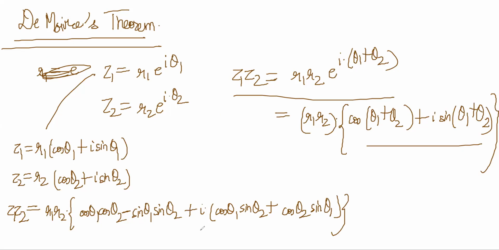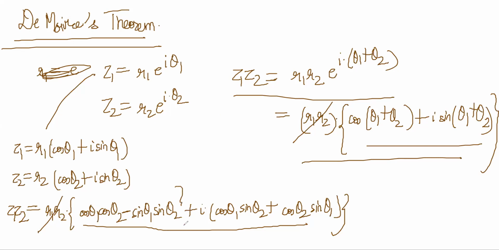This is Z1 Z2 on the LHS, and this is Z1 Z2 on the RHS. So R1 R2 will get cancelled when you equate them. And you can say that if two complex numbers are equal, then the real part and the imaginary part must both be equal, right? Makes sense. So we can derive our trigonometric formulas.